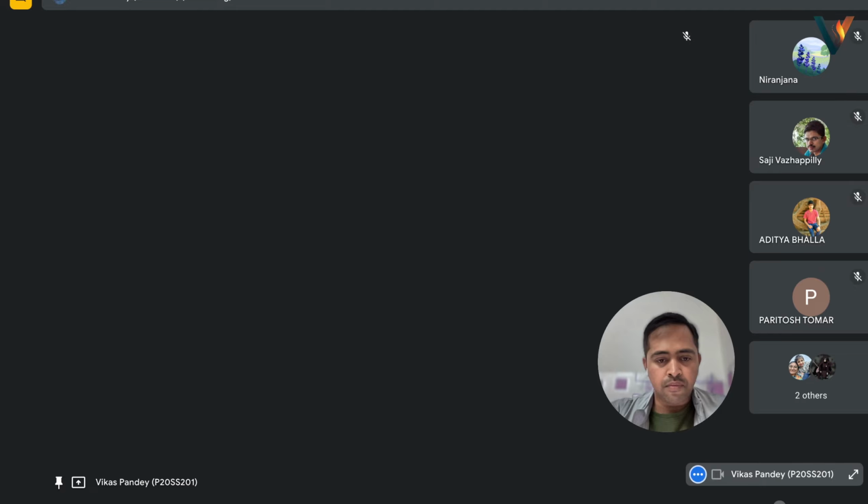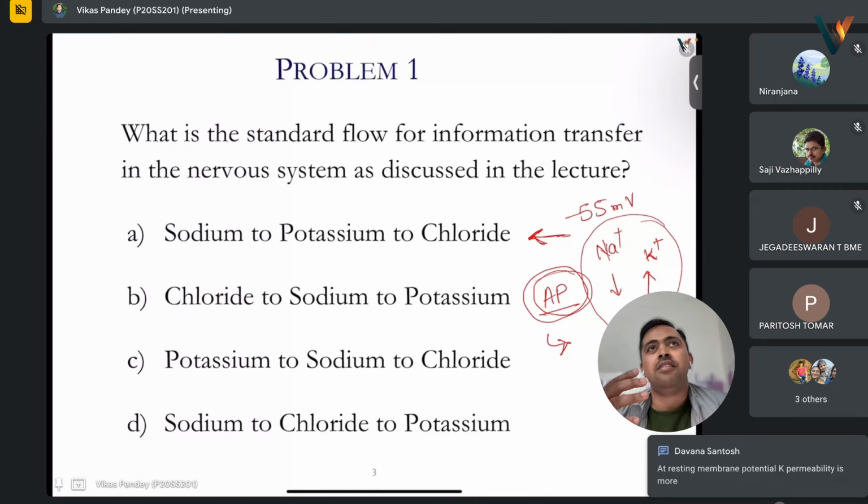But going ahead with the same logic that Niranjana has mentioned, if we have potassium or sodium which is going to start it, due to the gradient, and chloride is coming into the picture due to the charge difference. Yes. So in that case, chloride should come in between. No? Yes, but like, okay, let me. Yeah, Devana, you are trying to say something.